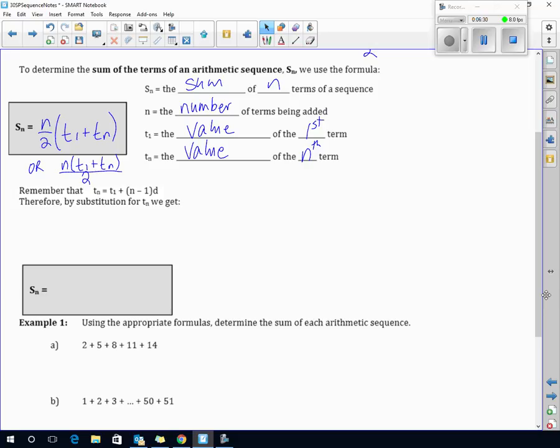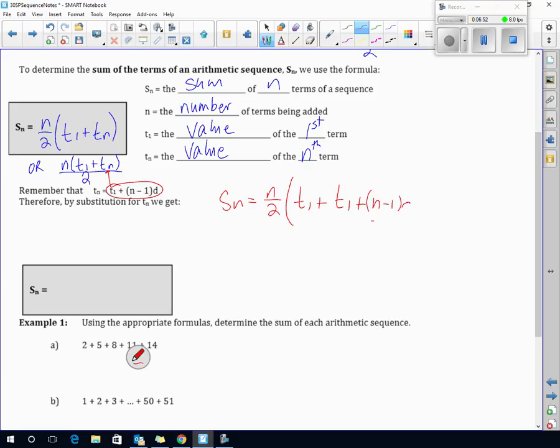Okay, so Sn is equal to n over 2. Instead of Tn, we're going to write T1 plus n minus 1 times d. Does everybody see what I did there? Because I'm replacing this Tn with that from the first day's stuff. Okay, can we add something together here? T1 and T1 is 2 T1s. So 2 T1 plus n minus 1 times d.